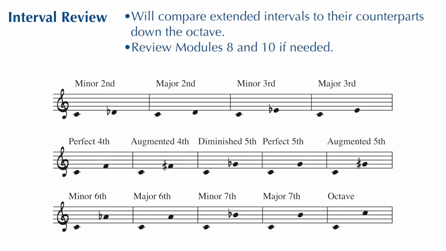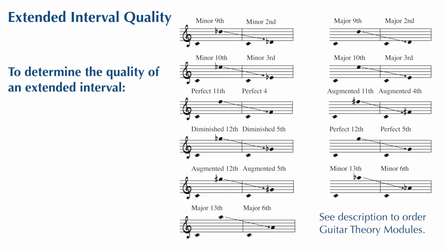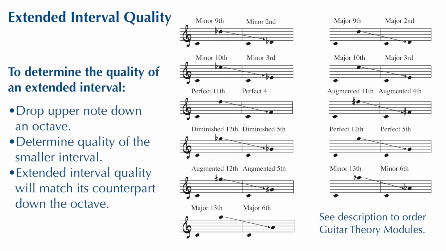For the rest of this module, we're going to compare extended intervals to their counterparts down the octave, so if you need to, please review modules 8 and 10. Until you can recognize them on sight, the simplest way to figure out the quality of an extended interval is to drop the highest note of that interval down an octave. The quality of the extended interval is going to be the same as its counterpart down the octave. Let's take a look at a few of these intervals so you can see what I'm talking about.